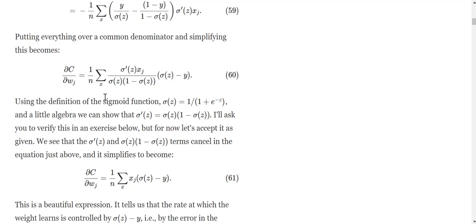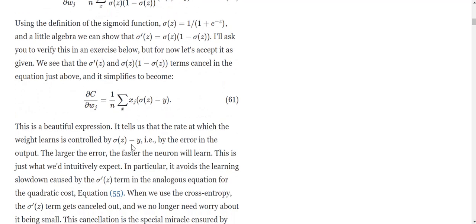Now using the definition of the sigmoid, so sigmoid z is 1 over 1 plus e to the negative z, and a little algebra, you can show that the sigmoid prime, the derivative of sigmoid, is sigmoid z times 1 minus sigmoid of z. So you can verify this, but let's just accept it. You can go ahead and verify this if you want. Pause the video, try it out. You can see that the sigmoid prime z and the sigmoid z and 1 minus sigmoid z terms cancel in the equation. So when you substitute this term by this, you can see that the denominator and this term get cancelled out.